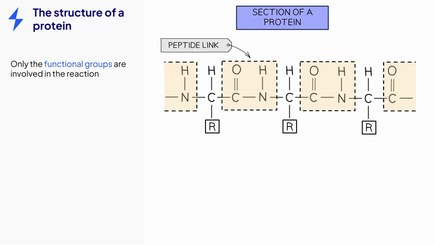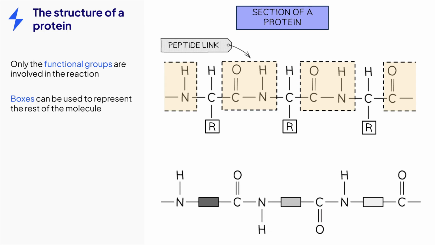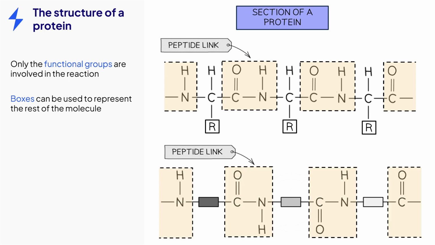As only the functional groups are involved in the reaction between amino acids, we can show the rest of the molecule as boxes. Therefore, we can show a section of a protein like this. Note how you can show the atoms in the peptide link the same side of the chain or on opposite sides of the chain. You need to be able to draw a section of a protein chain from its amino acid monomers.